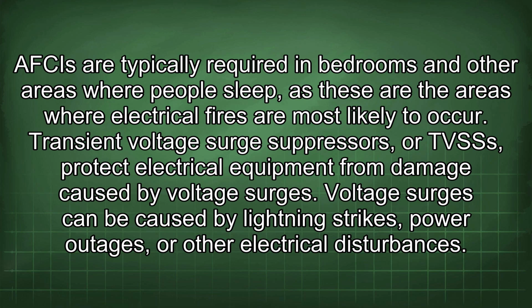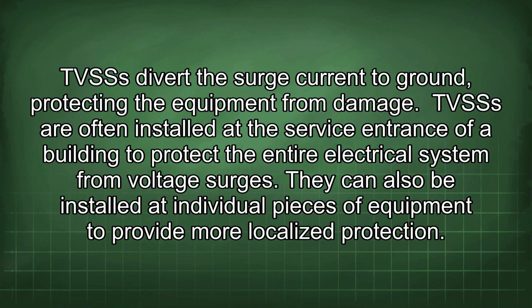Transient voltage surge suppressors, or TVSSs, protect electrical equipment from damage caused by voltage surges. Voltage surges can be caused by lightning strikes, power outages, or other electrical disturbances. TVSSs divert the surge current to ground, protecting the equipment from damage. TVSSs are often installed at the service entrance of a building to protect the entire electrical system from voltage surges. They can also be installed at individual pieces of equipment to provide more localized protection.